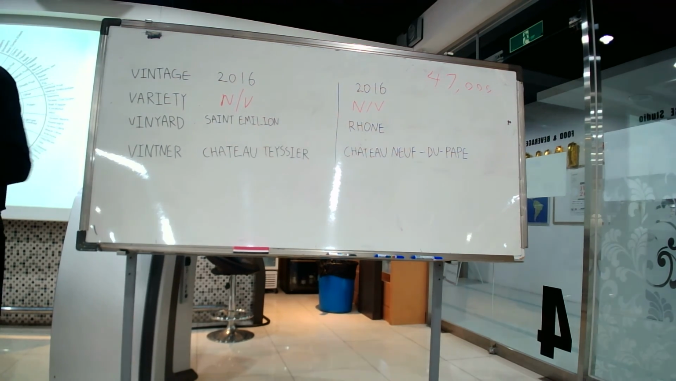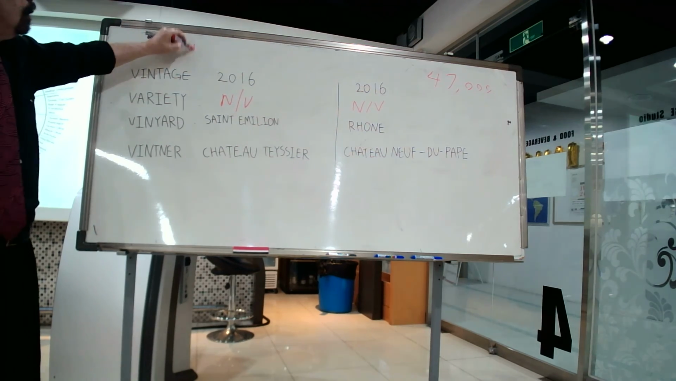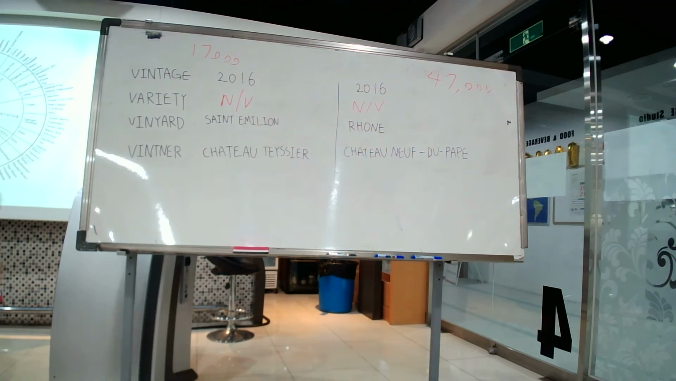Number one? How much? 50,000 won? Saint Emilion is known for Grand Crus. I mean, they're known for putting out quality wines. She said 50. Yeah.